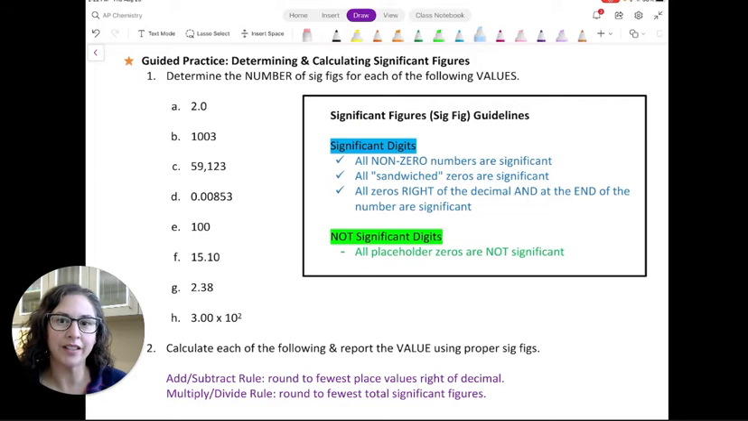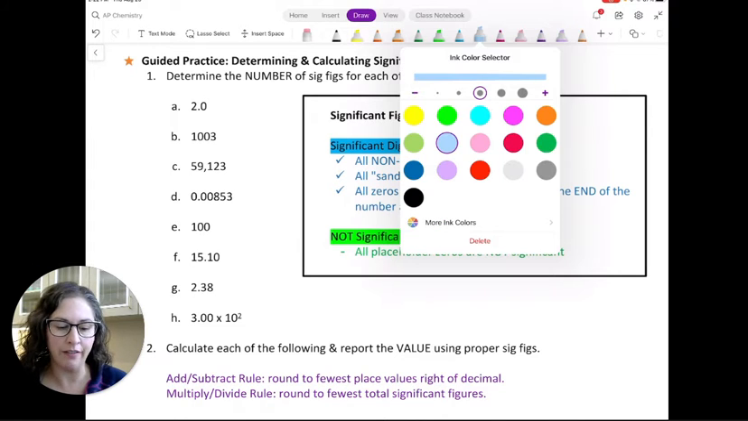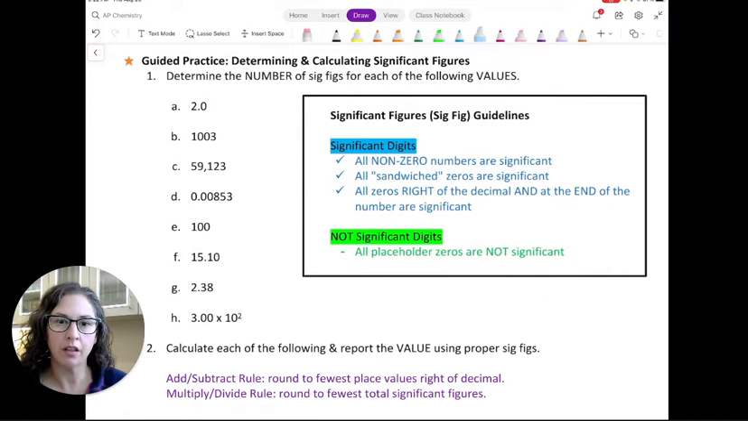Let's take a look at this guided practice on calculating significant figures. So we have a couple of rules, or guidelines, that we're going to take a look at, and I'm going to go ahead and use highlighters to identify for each one of these the number of significant digits that I have. So that's the first thing when we're doing sig figs. We want to start there. That's not what we focus on, it's just where we need to start in our learning.